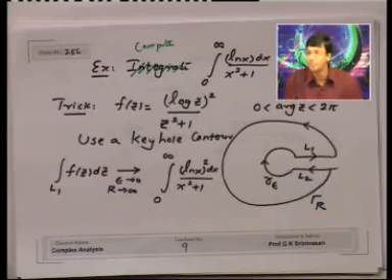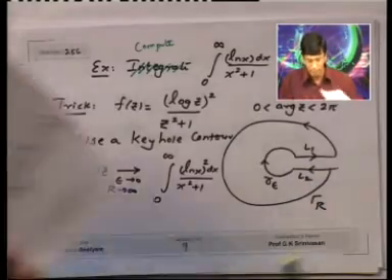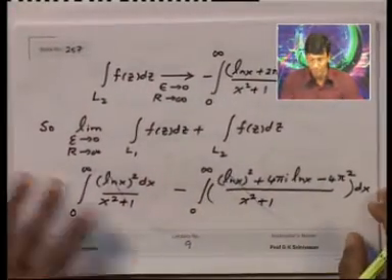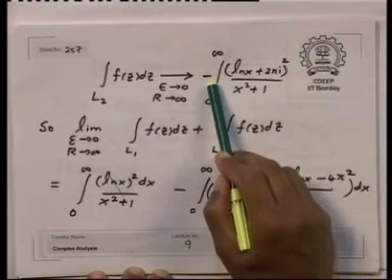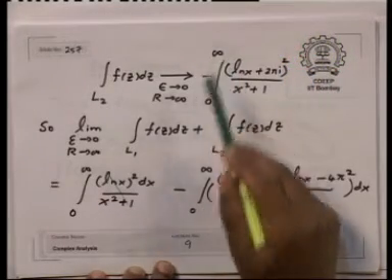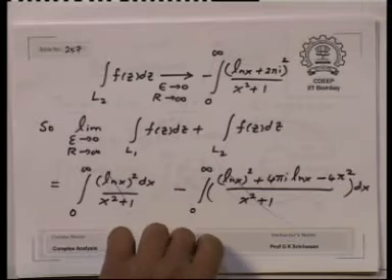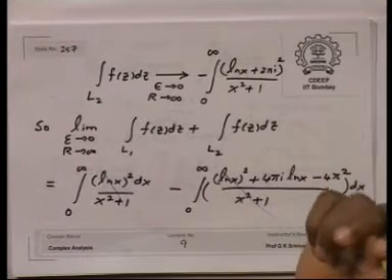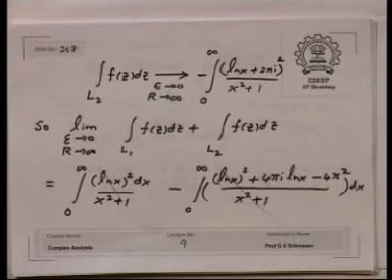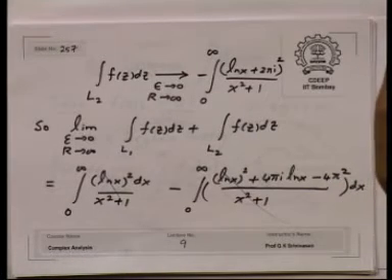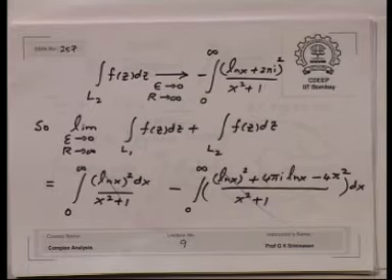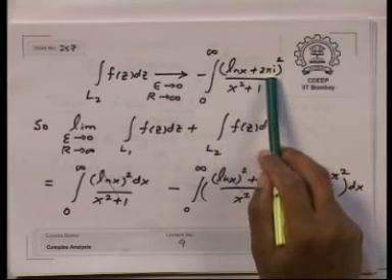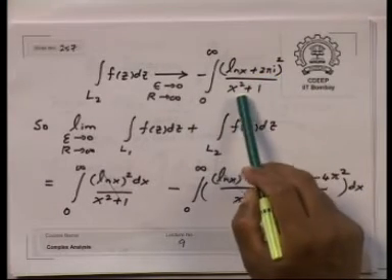What will be the contribution from L2? First of all, there is a minus sign. Why? Because L2 is going in the opposite direction, 0 to infinity. What is f of z? f of z is log z the whole squared. But what is the value of log z along L2? It is log x plus 2 pi I from below. That is why you get log x plus 2 pi I the whole squared upon x squared plus 1.